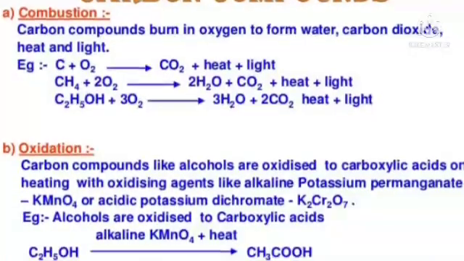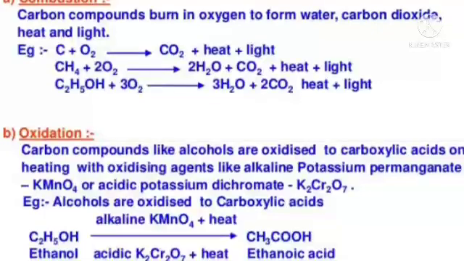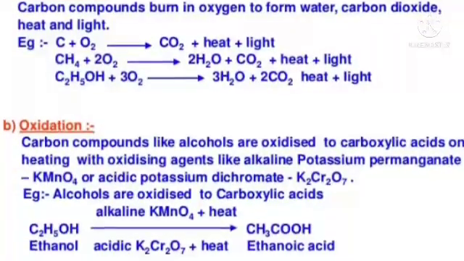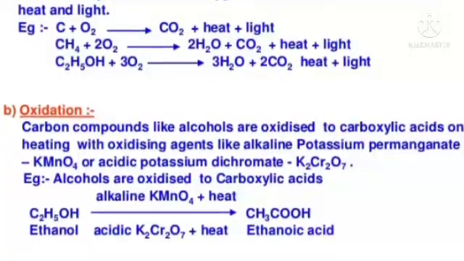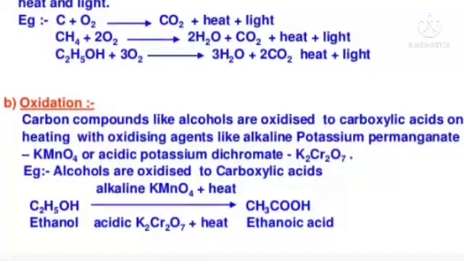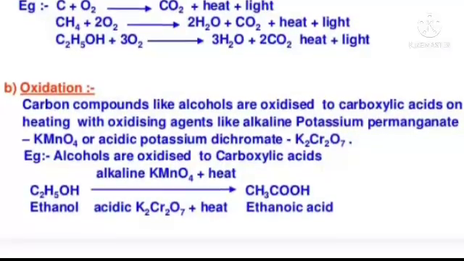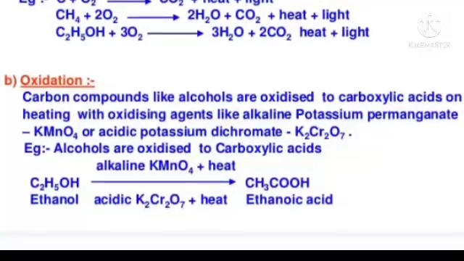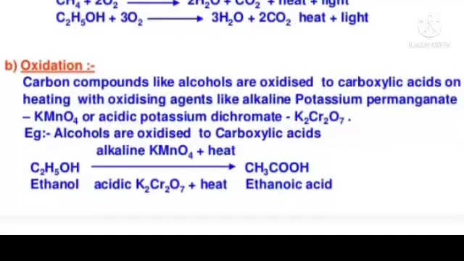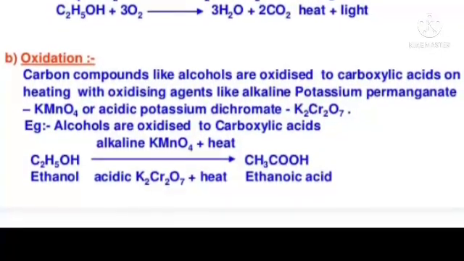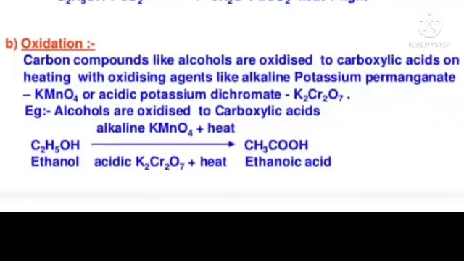Second property is oxidation. Carbon compounds like alcohols are oxidized to carboxylic acids on heating with oxidizing agents like alkaline potassium permanganate or acidic potassium dichromate. Example: alcohols are oxidized to carboxylic acids. The following is the reaction for the same.